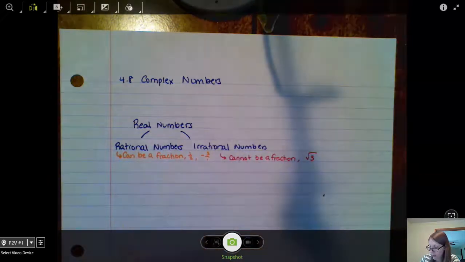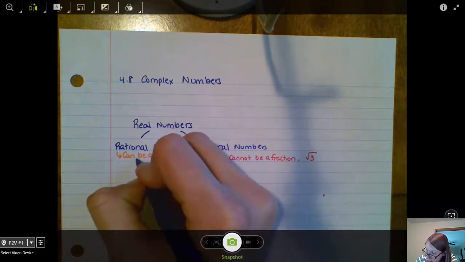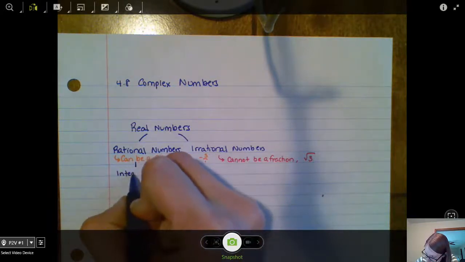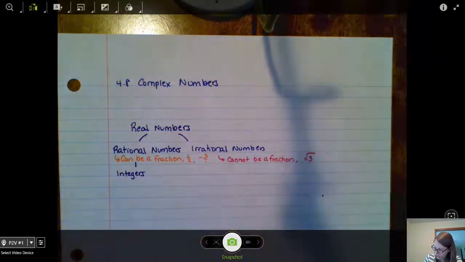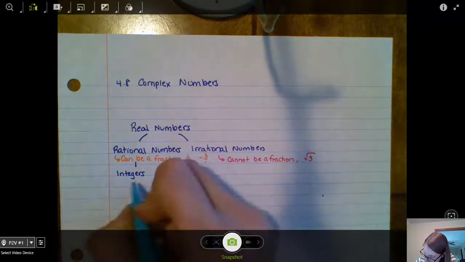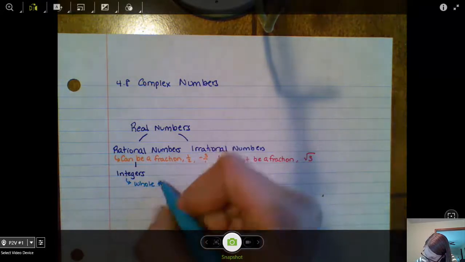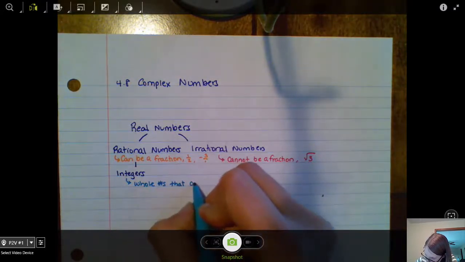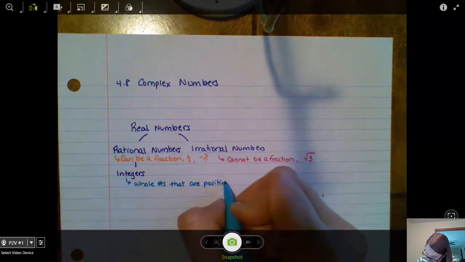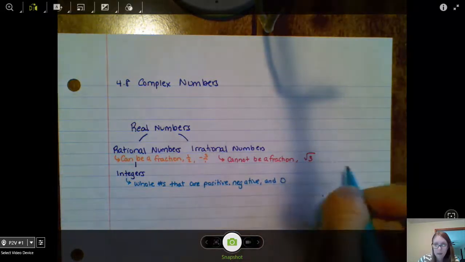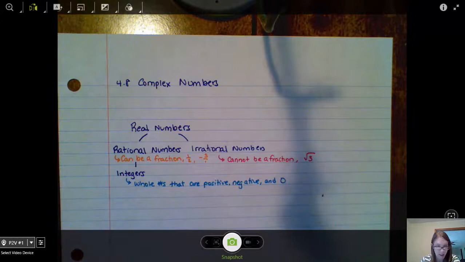And underneath rational numbers, our numbers kind of keep branching into different categories. So underneath rational numbers, we have the categories of integers, which can be whole numbers that are positive, negative, and 0. So the number 0 is considered part of the set of integers.